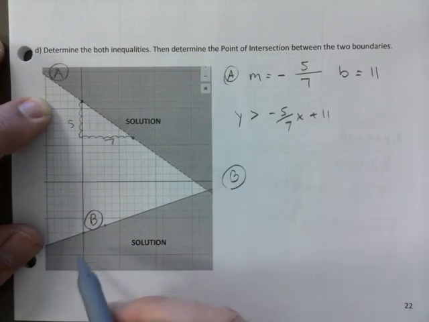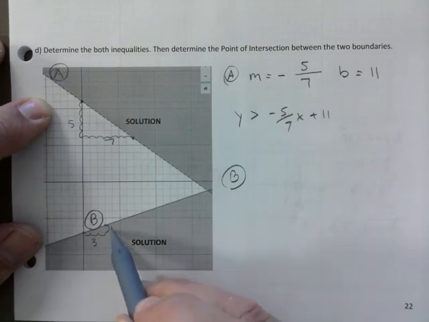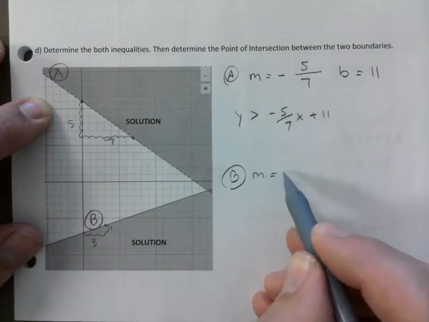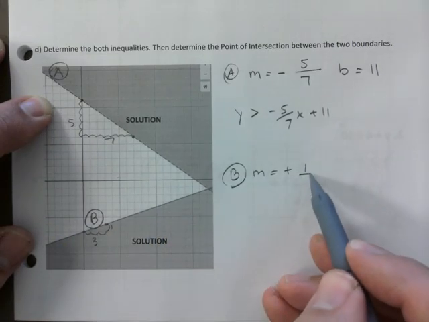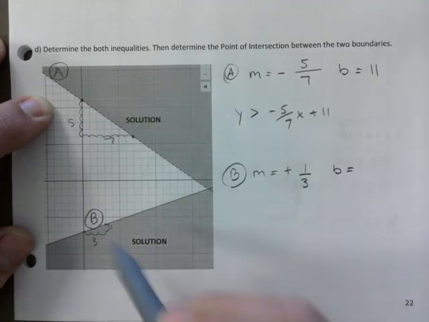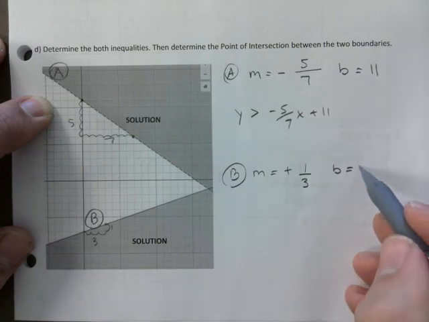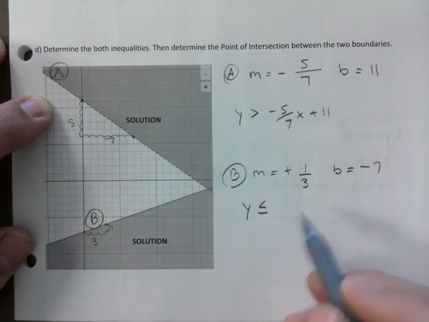For B, I'm using the points that are provided, 1, 2, 3 this way, and 1 up, right? So I know my slope is positive because it's rising from left to right, and it's going to have a rise of 1 and a run of 3. My intercept is -7, so it'd be y is less than or equal to, because the solution is below, 1/3 x minus 7.